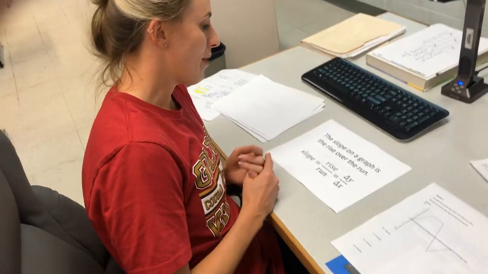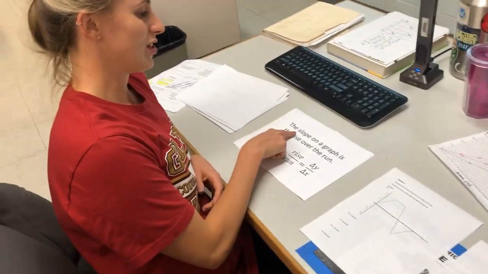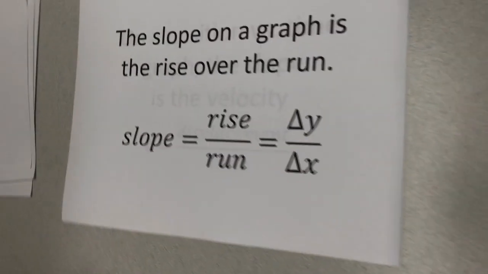Do it. Okay. All right, now that you've done that, let's talk about slope. The slope on a graph is the rise over the run.